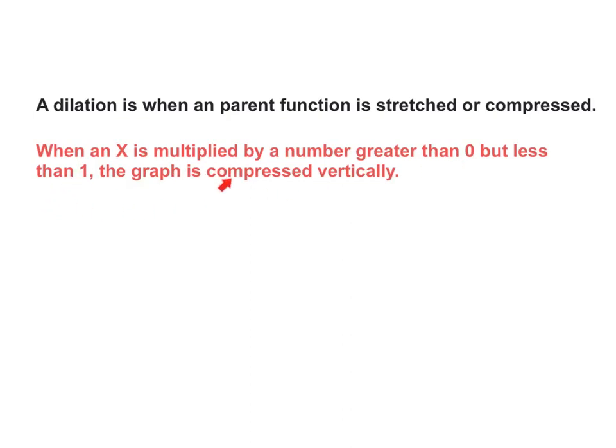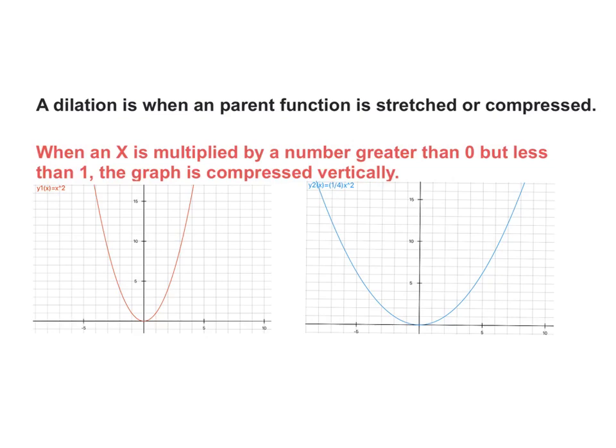Graph is compressed vertically. So instead of this time taking the top of the image and pulling it up, we're going to actually take the top of the image and smush it down. Okay. So again, same thing. The first graph is the parent function. That's why I only put 2 up there. Okay. I used 1/4 here, which is greater than 0 and less than 1. And notice how it kind of gets smushed down and gets wider, and that's what compressed means.